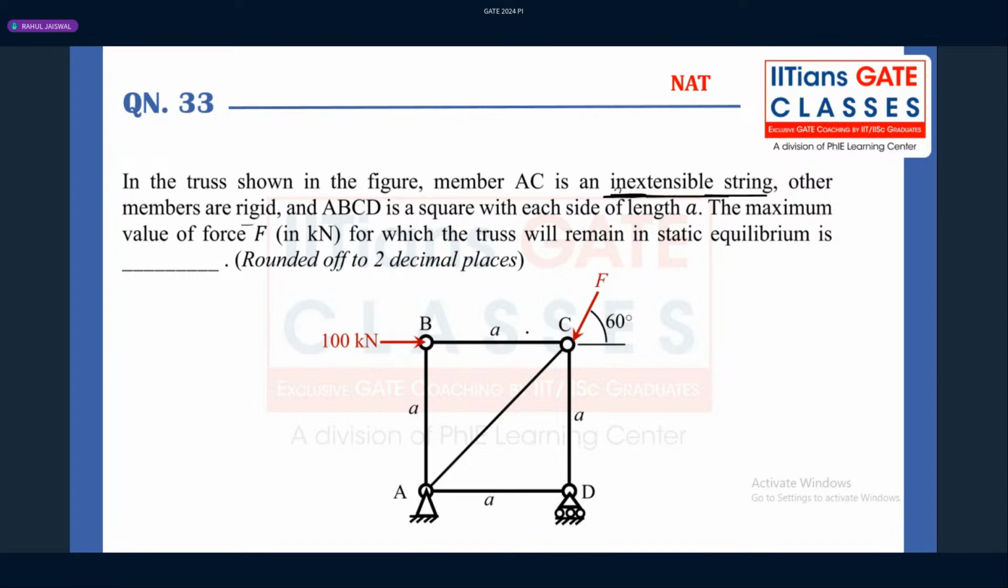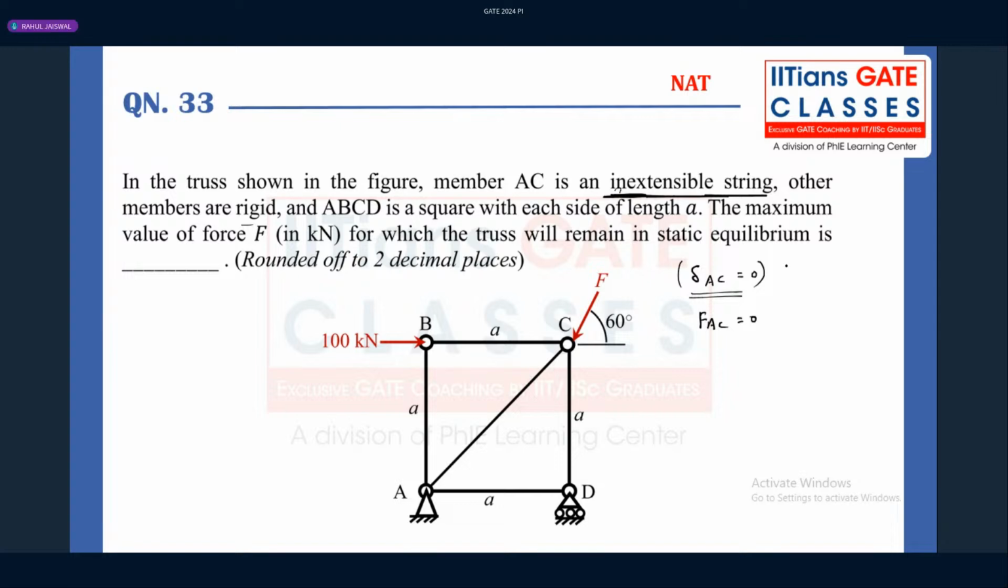But once the member AC deforms, definitely the whole structure will start moving, and it will not remain in static equilibrium. So in that particular case, how to proceed for this numerical? The very first step: what we observe is that there should not be any deformation in the member AC. If there should not be any deformation in the member AC, the force in member AC should be zero.